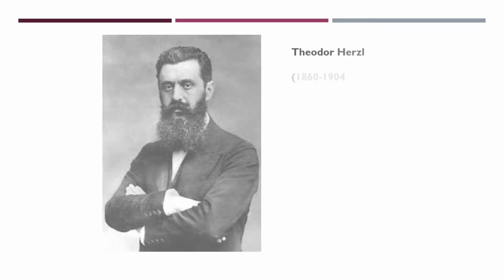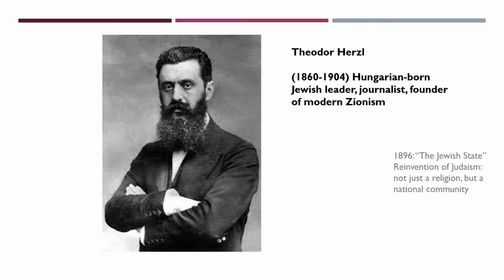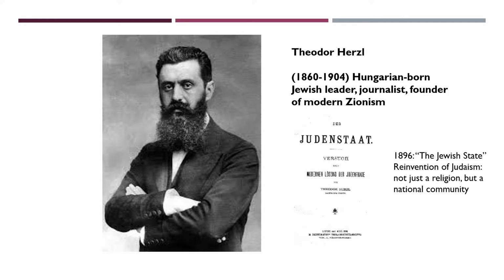The person who first led the Zionist movement, and in fact organized it from the beginning, was a Viennese journalist and essayist named Theodor Herzl. Herzl's vision found expression in a small book he wrote, Der Judenstaat, or The Jewish State, in which he, in fact, reinvents Judaism away from just a religion to become a national ideology.